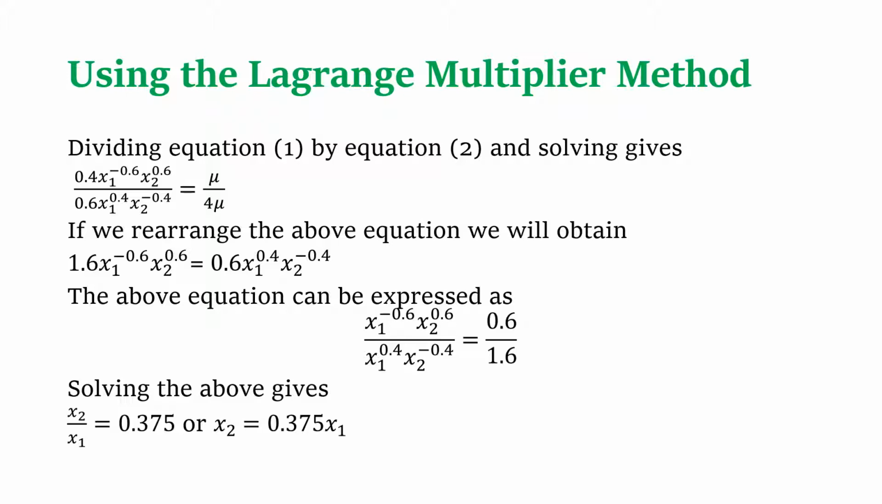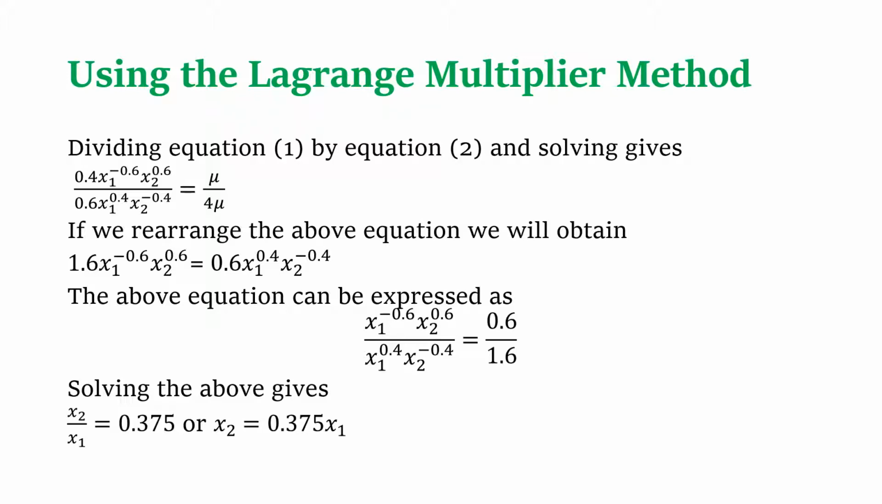So the term on the left-hand side, if we simplify that one, we're going to have what? x1 to the minus 0.6 minus 0.4, that gives us x1 to the minus 1, right? Which is just 1 over x1. And then x2 to the 0.6 plus 0.4 gives us x2 to the 1. And x2 divided by x1 gives us x2 over x1 equals 0.375. And x2 is what? 0.375 x1, right?